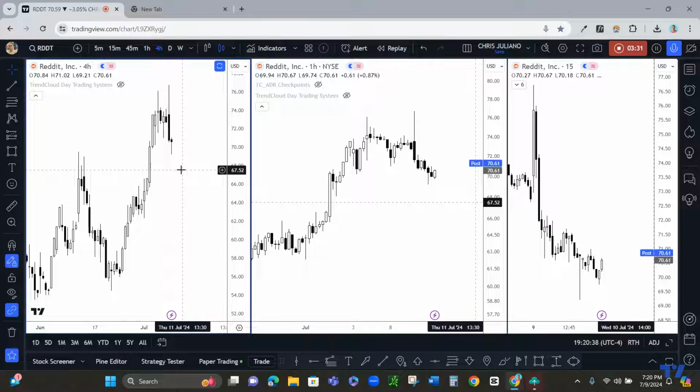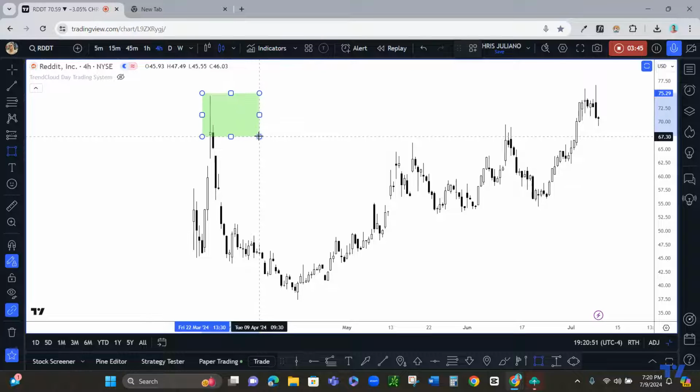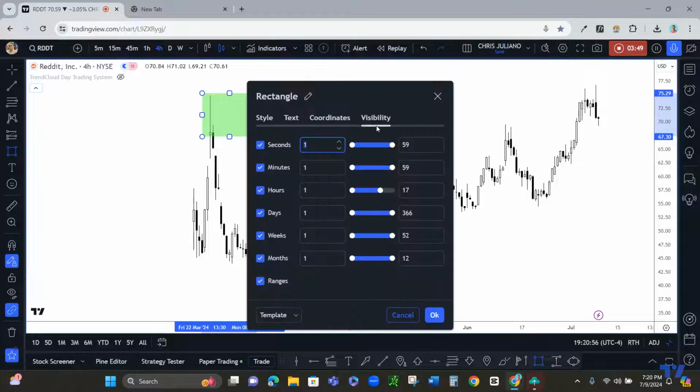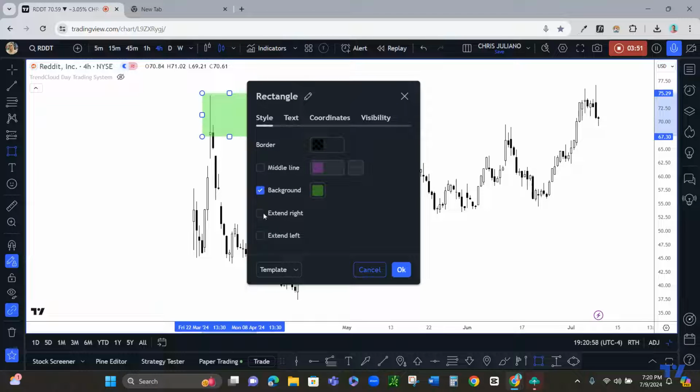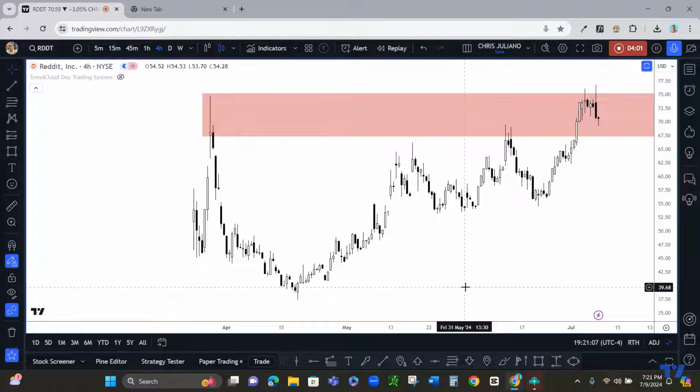Let's put that away for now, and let's take a look at the market edge here. What does that look like? Well, there's not a lot of data here, right? So if we take a look here, I'm just going to draw it out like that. Go over here, and I'm going to extend this to the right. Extend right. There we go. And I'm going to make that red because this is a high time frame supply zone. It's a high time frame supply zone.